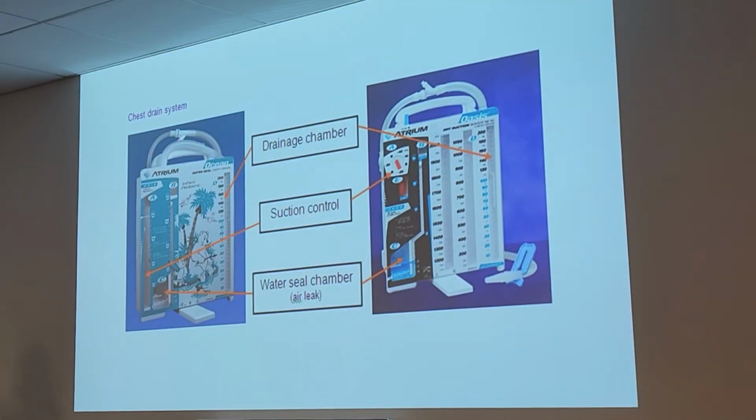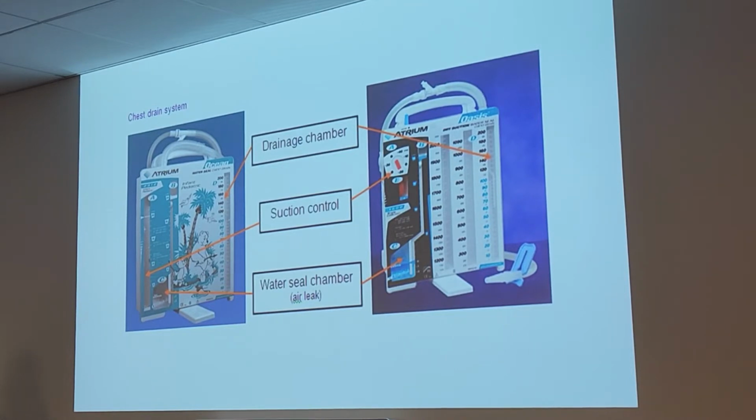Where's the chest tube? Oh, there. So, there's 3 chambers, as you can see. We have the drainage chamber or the collection chamber, which collects any fluid leaving the lungs. And we have the water seal chamber, which contains water. It kind of functions as a straw.